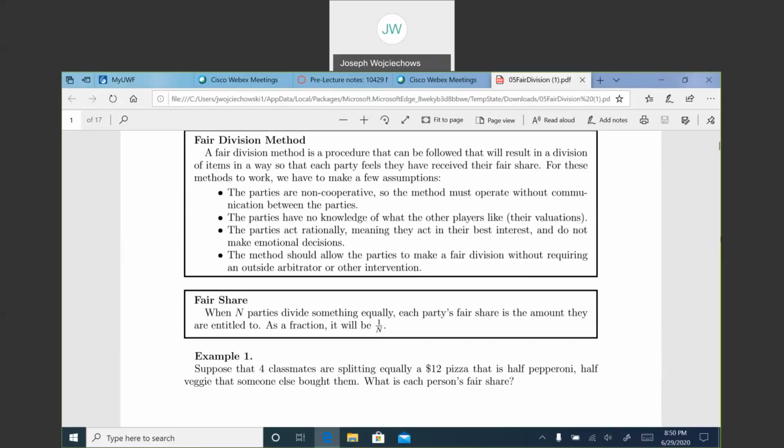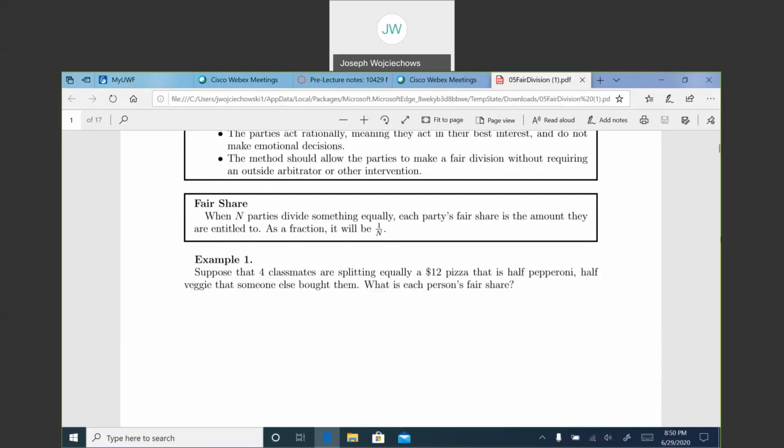So, a fair share: when n parties divide something equally, each party's fair share is the amount they are entitled to. As a fraction, it would be 1 over n. So suppose that 4 classmates are splitting equally a $12 pizza that is half pepperoni and half veggie that someone else bought them. What is each person's fair share?